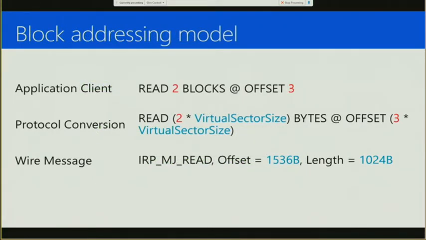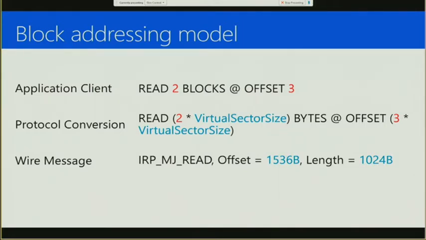These reads and writes are our transformation of the underlying blocks. Like I said, these are block semantics. So the application client, the virtual machine, will speak everything in blocks. So read 2 blocks at block offset 3, LBA 3. The protocol will say, okay, it's 2 blocks, and I've cached the virtual sector size here. If the virtual sector size is a 512 byte disk, then this command of read 2 blocks at offset 3 over the wire will be read 1,024 bytes at offset 1,536.